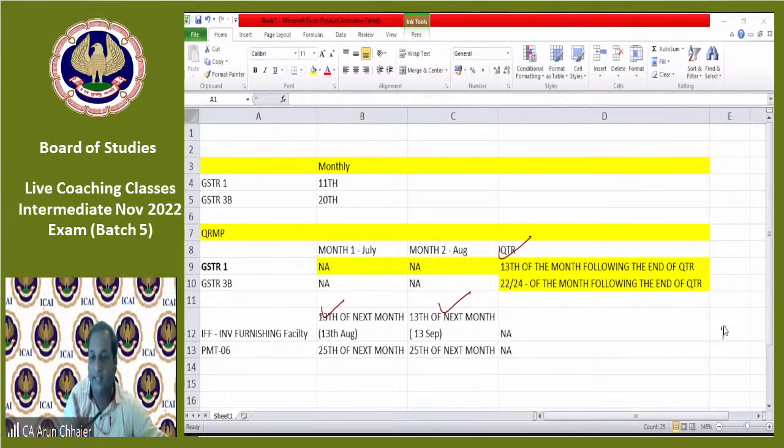So for a quarter, there are 3 months, correct? For month 1 and month 2, there is IFF. For the third month, there is GSTR1. Again, for the next quarter, for month 1 and month 2, there is IFF. After the end of the quarter, there is a GSTR1. IFF is optional.